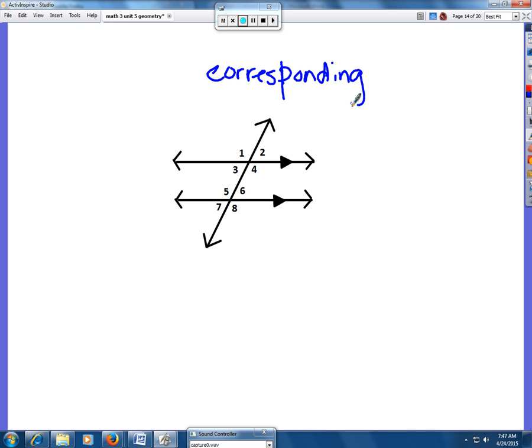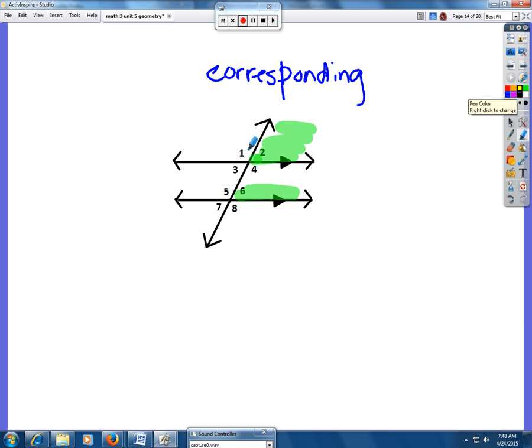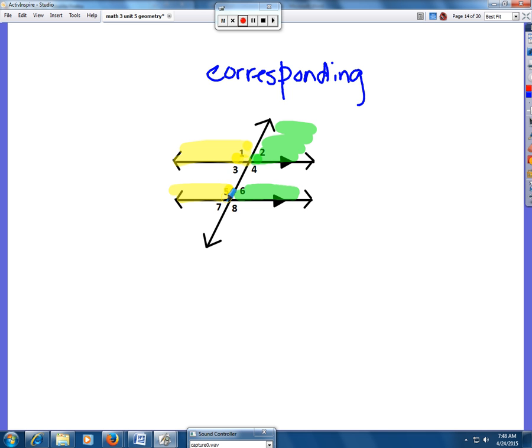Corresponding angles are either both on top of each parallel line or both on the bottom of each parallel line. So for instance, let me get my highlighter. Angle 2 is corresponding to angle 6. So look at the picture on the other side. Which angle would be corresponding to angle 1? Angle 1 and angle 5 are corresponding because they're both on the same side of the transversal above the parallel lines.